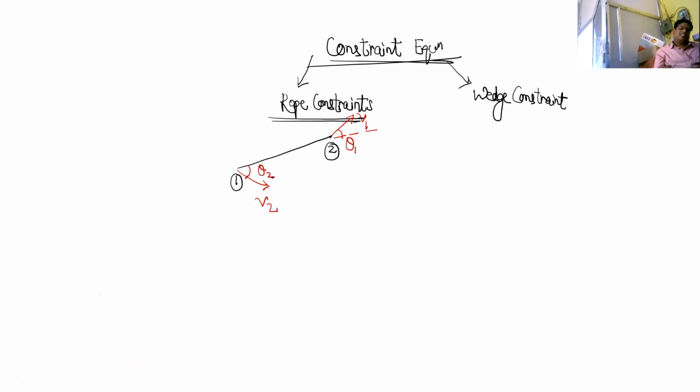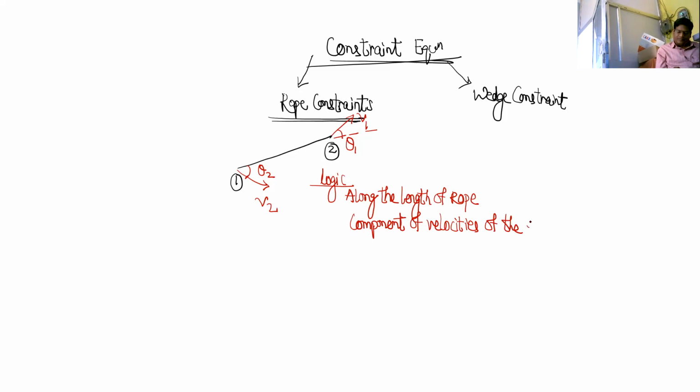This is the logic. So what's the logic? Along the length of the rope, the components of velocities of the ends are equal. Got it? Now if some question doesn't get solved, we will come back to this, but not right now.